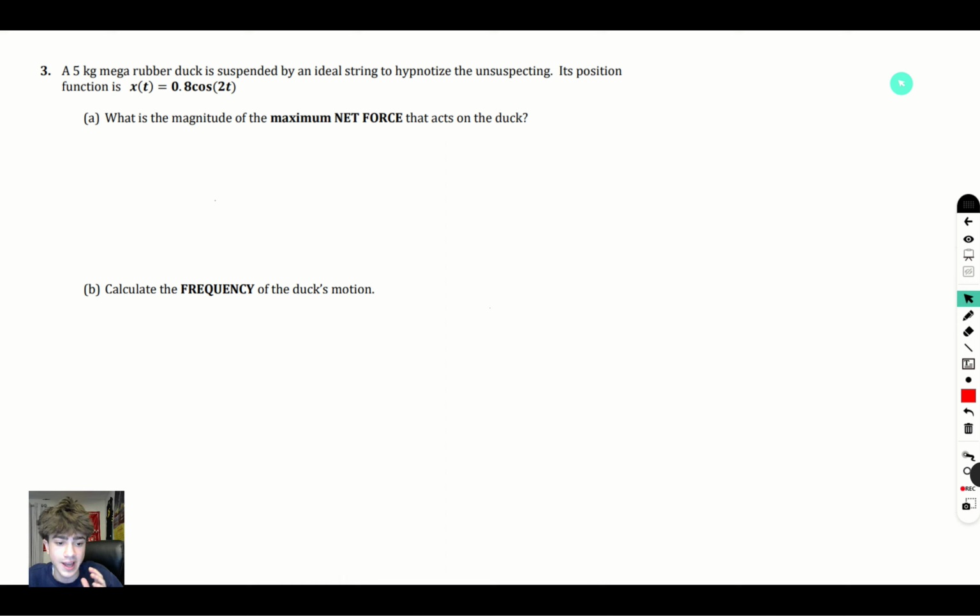Today we're looking at a force equation that we're going to find from an oscillating pendulum. So without any further ado, let's get into the problem.